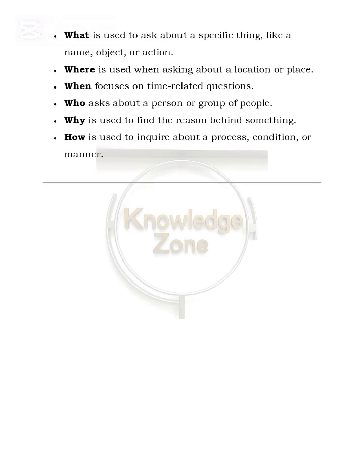What is used to ask about a specific thing, like a name, object, or action. Where is used when asking about a location or place. When focuses on time-related questions. Who asks about a person or group of people. Why is used to find the reason behind something. How is used to inquire about a process, condition, or manner.